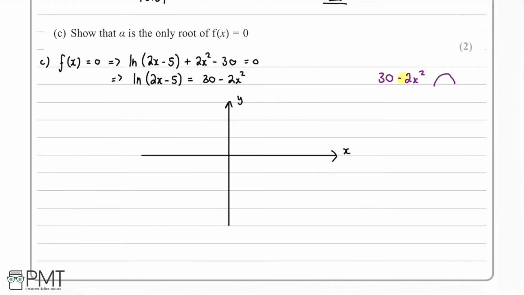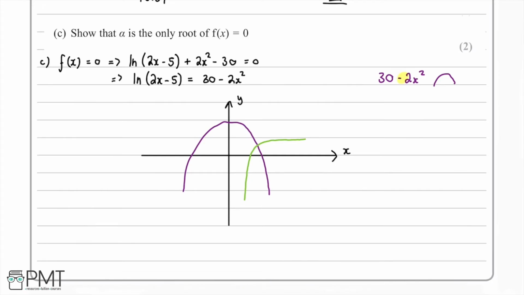So here, it'll take this sort of shape. That's a good starting point, and we can see the shape of our graph. Then I'm going to do this in green so we can see the difference. We can now draw in ln of 2x minus 5. It's going to look something like this. It's going to increase up, cross the axis, and then turn like that.